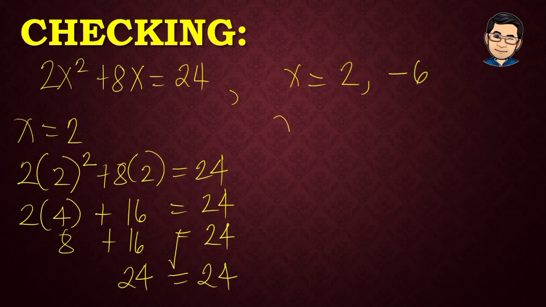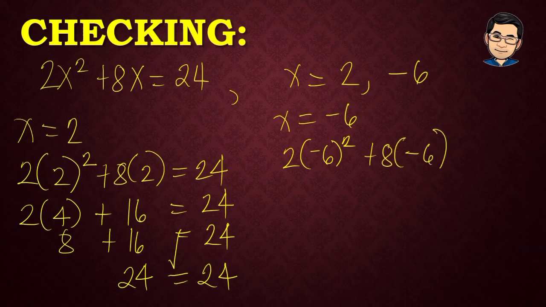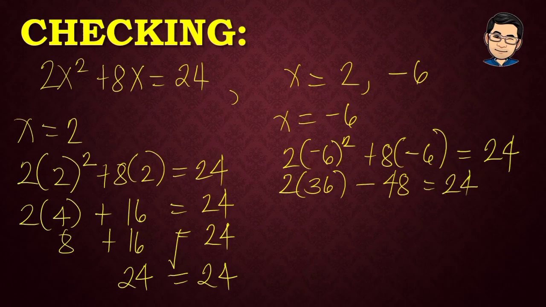For negative 6, 2 times the quantity of negative 6 squared plus 8 times negative 6 equals 24. So, the square of negative 6 is positive 36 plus 8 times negative 6, that is negative 48, equals 24. The product of 2 and 36 is 72 minus 48 equals 24.